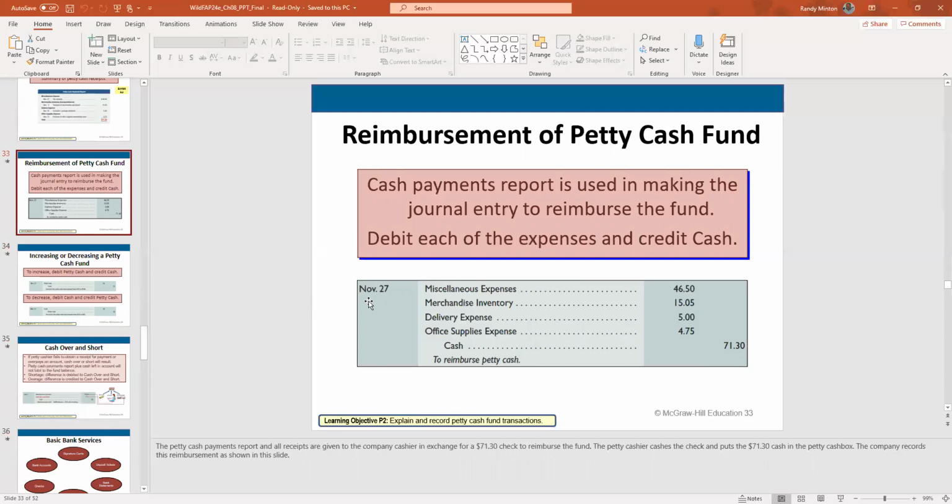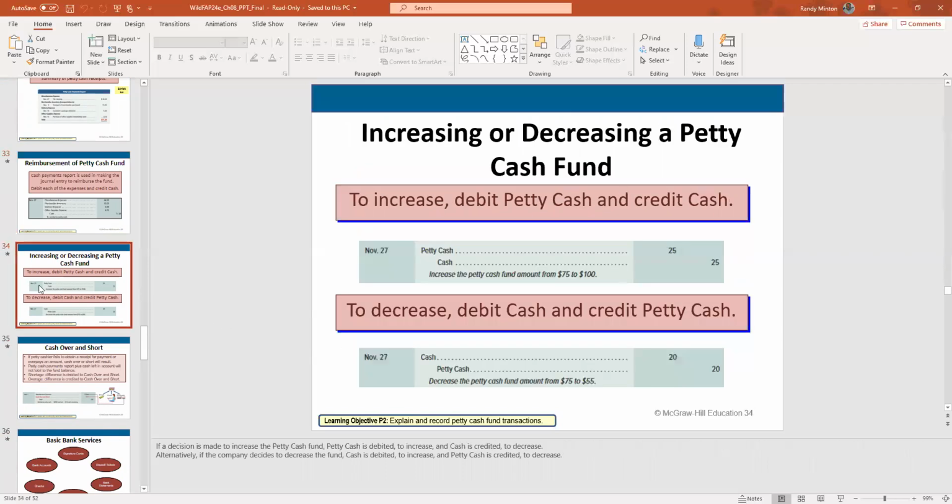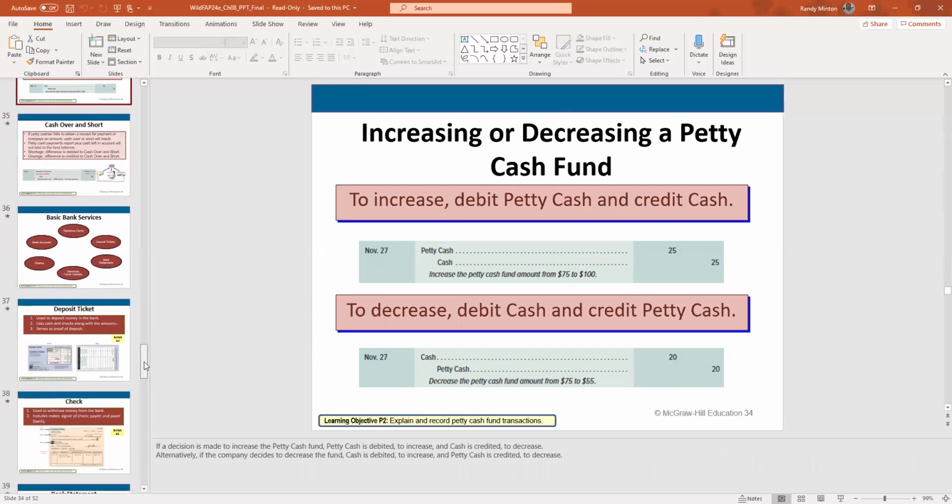Notice in this case there's no cash over and short. They've accounted for every dollar they actually spent out of the fund. This also talks about how you would increase or decrease the fund if it was too small and you were replenishing it too often, or too large and you weren't replenishing it often enough. You don't want a lot of excess cash lying around, because it's an invitation for somebody to steal money.